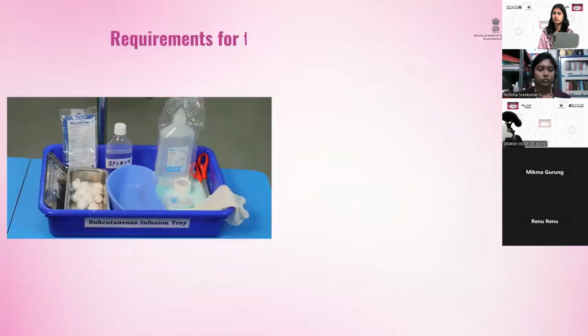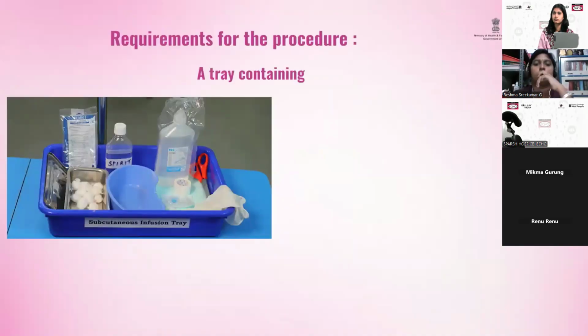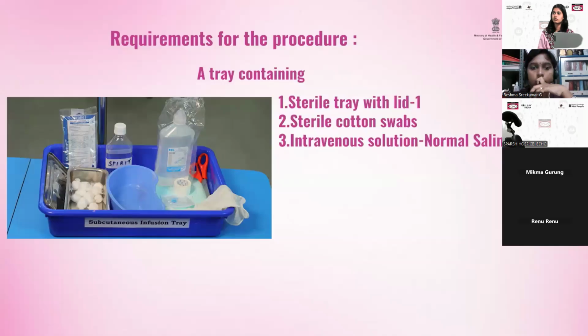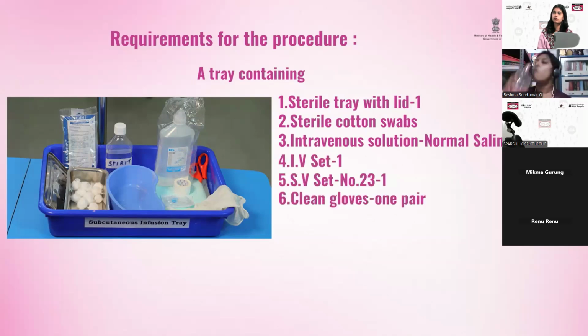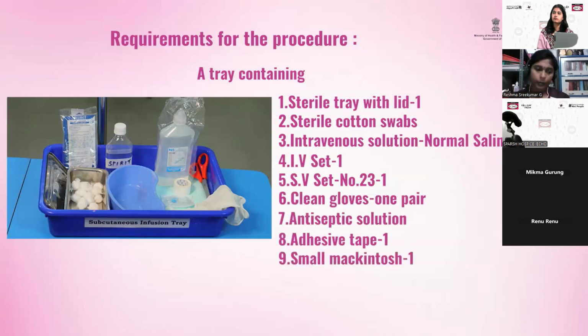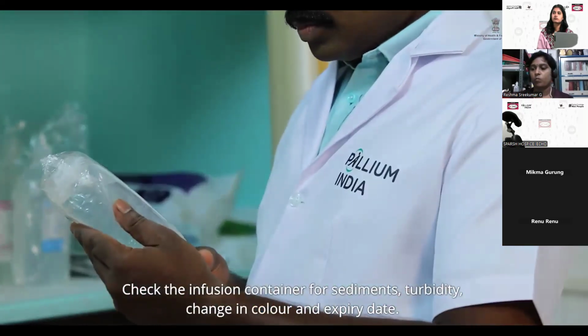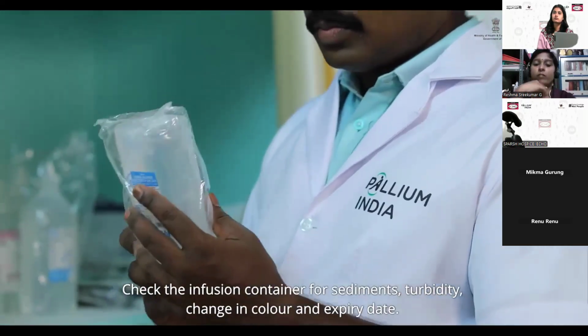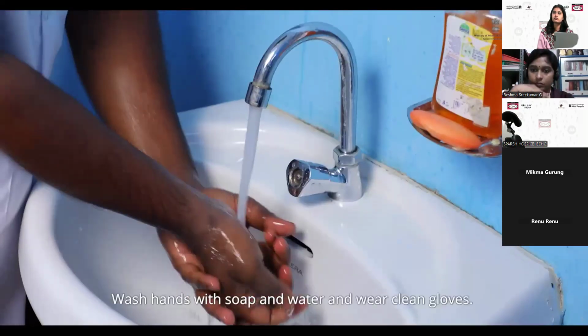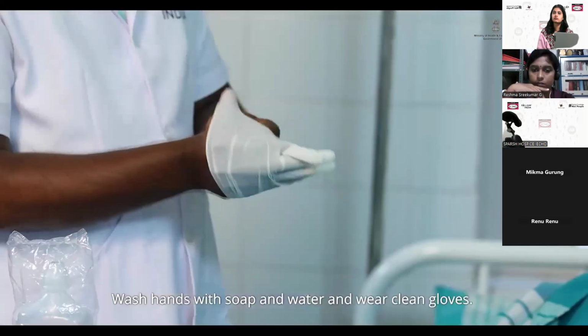Okay. Requirements for the procedure: a tray containing one sterile tray with lid, sterile cotton swabs, one intravenous solution, normal saline 500 ml, one IV set, one scalp vein set number 23, one pair of clean gloves, antiseptic solution, adhesive tape, one small mackintosh, one kidney tray. Check IV solution. Check the infusion container for sediments, turbidity, change in color and expiry date. Wash hands with soap and water and wear clean gloves.